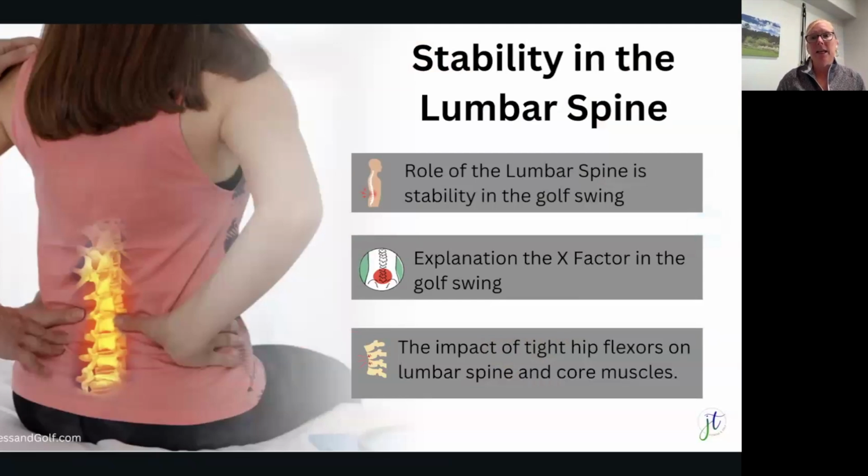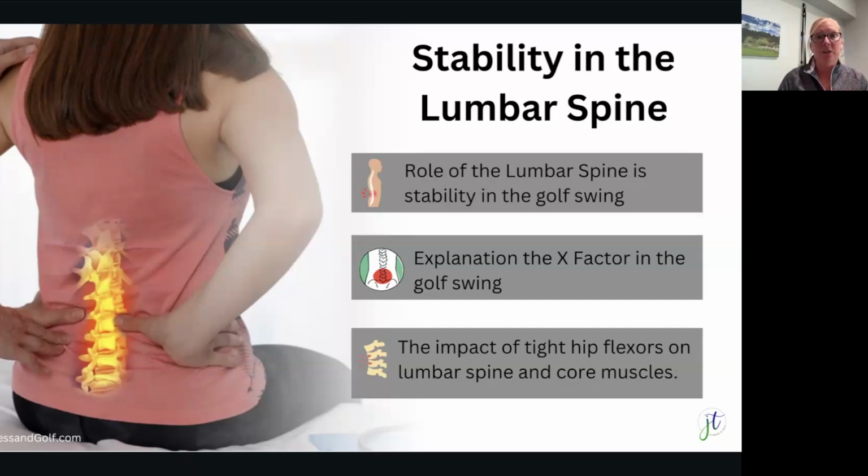Now, stability in the lumbar spine. The role of stability in the lumbar spine is injury prevention. When we have a golf swing, there's a lot of torque that goes on in our back and in that lumbar spine. So, we need our lumbar spine to be as stable as possible to prevent injury. Also, this is where power transfer happens.